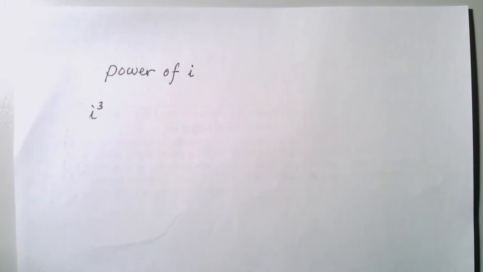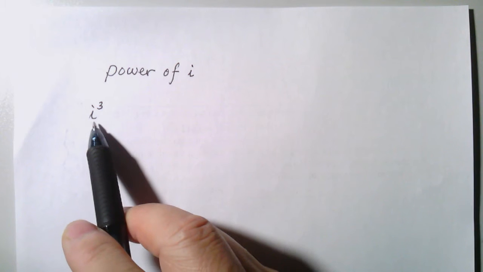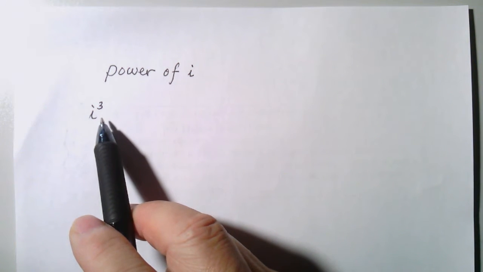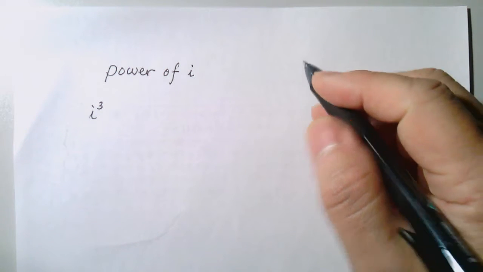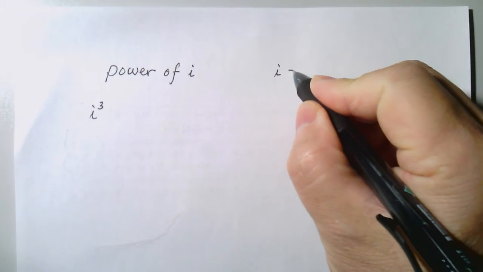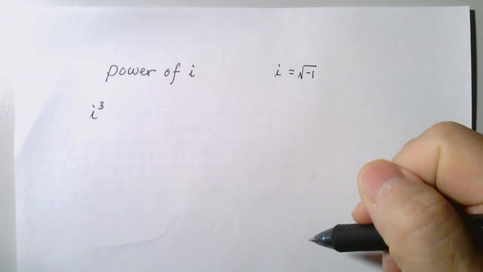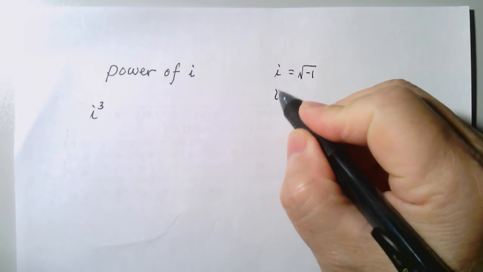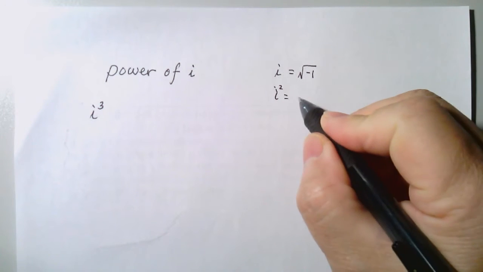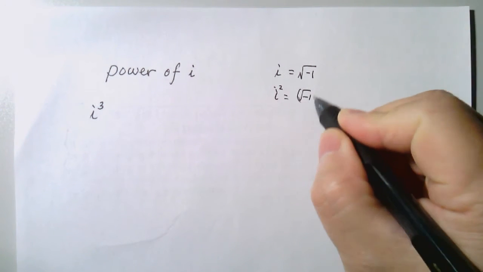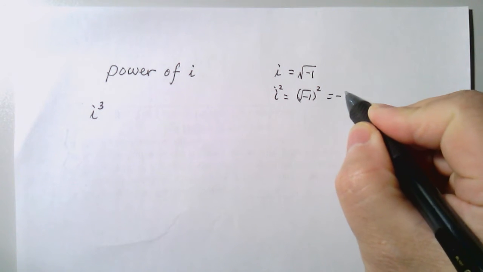In this video, we want to talk about how to solve problems involving powers of i. For example, if I get i to the third, this is a simple one because according to our definition, we know i is defined as the square root of -1. So that tells us i squared equals the square root of -1 squared, which is -1.